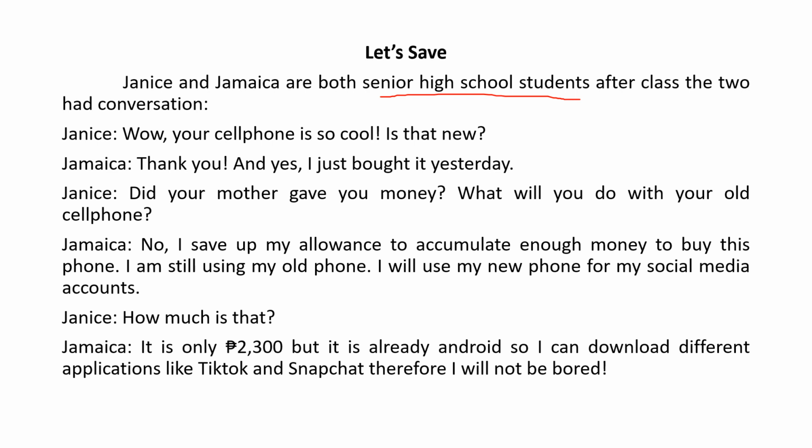Jamaica said, "No, I saved up my allowance to accumulate enough money to buy this phone. I'm still using my old phone. I will use my new phone for social media accounts." Janice replied, "How much is that?" Jamaica: "It is only 2,300 pesos, but it is already Android, so I can download different applications like TikTok and Snapchat. Therefore, I will not be bored."